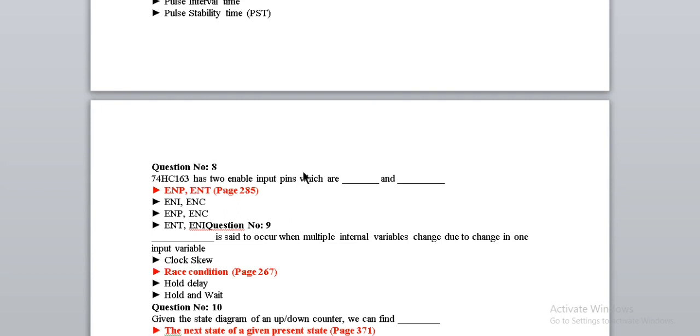74LS163 has two enable input pins, which are ENP and ENT. Race condition is said to occur when multiple internal variables change due to a change in one input variable.